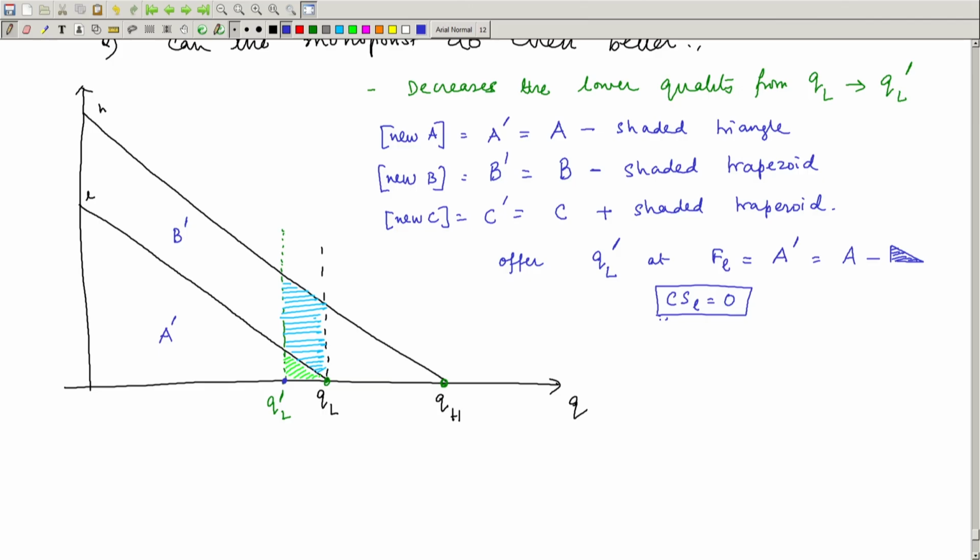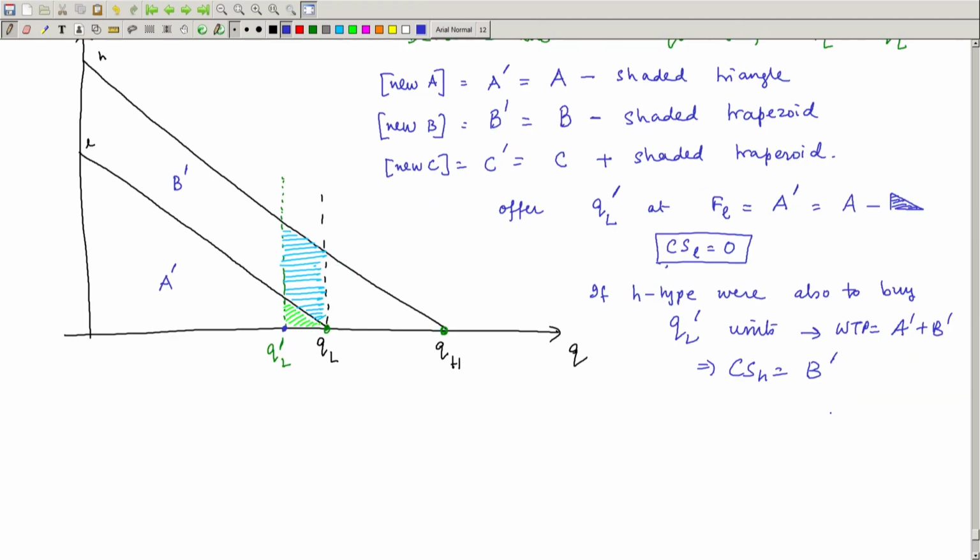Now, let us ask, if the H type were to choose this, if the H type were also to buy QL prime units, their willingness to pay would have been A prime plus B prime, and the fee for these QL prime units is A prime. So, they would pay A prime and the consumer surplus for the H type would be B prime.